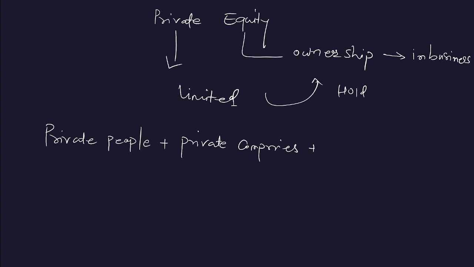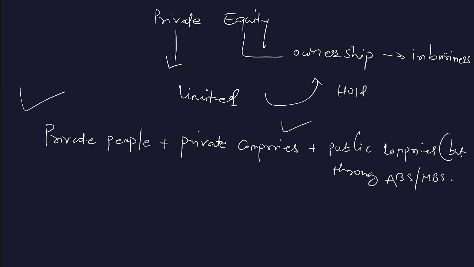Okay. So in short, private people, private companies, so it means you can target the private companies or also public companies through ABS or MBS, asset backed securities and mortgage backed securities instruments, or term loans. Through that you can raise the fund. Private people, private companies, public companies, but through ABS and MBS securities you can raise the capital. If you see the structure, that fund would be your private equity fund.